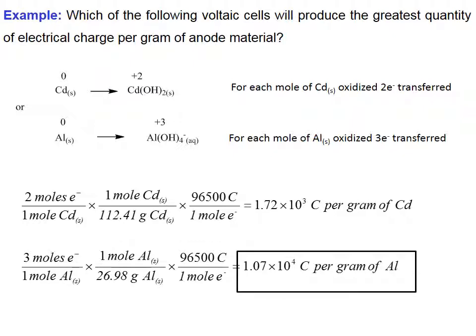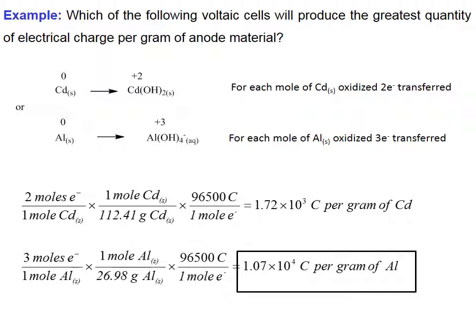And then I do the similar activity for the aluminum. So aluminum is being oxidized by 3 electrons. For every mole of aluminum oxidized, 3 moles of electrons would get transferred. So here we go, 3 moles of electrons per 1 mole of aluminum, and I get 1 mole of aluminum per 26.98 grams.